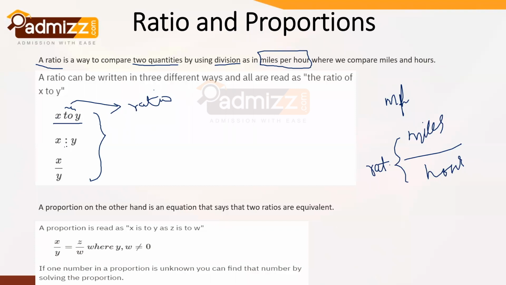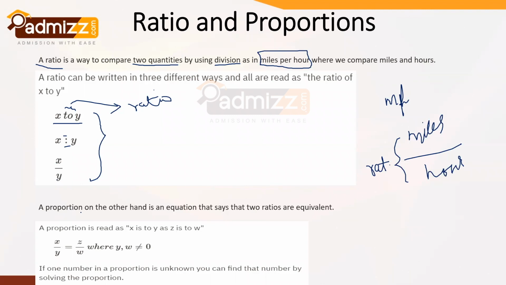Next up, we've got colon. Colon is a replacement of "to". So this is x to y, or some people like to call it x is to y. So colon represents ratios as well. And lastly, we've got the division symbol, which is simply a plain horizontal dash over the numbers. So x over y is a ratio as well.